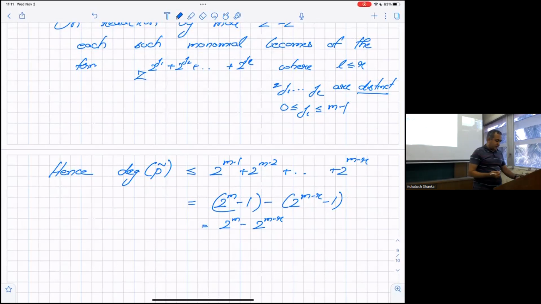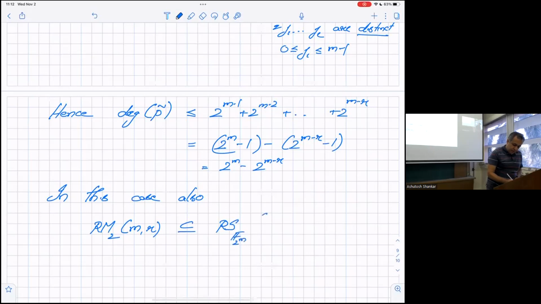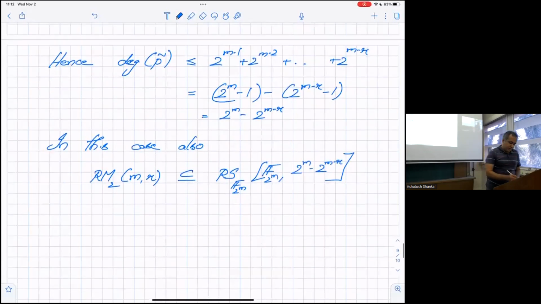So once again, in this case also, the Reed-Muller code RM(2, m, r) is a subcode of the Reed-Solomon code over F_(2^m), and now the degree is 2^m minus 2^(m-r). And the distances are the same.